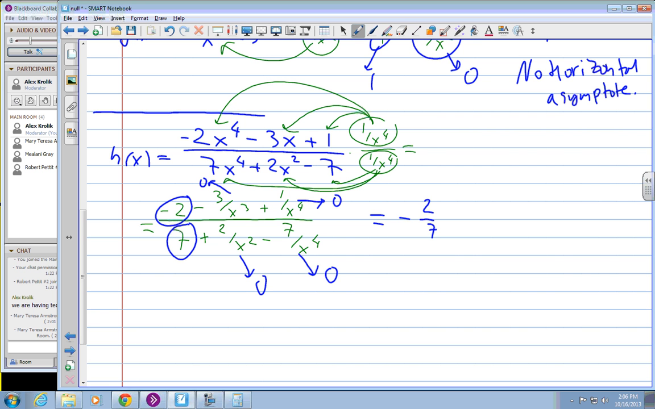So negative 2 over 7 is our horizontal asymptote. The function will get closer and closer to the line y equals negative 2 sevenths. Okay, it will be flattening out at that height. So the horizontal asymptote is negative 2 sevenths. So the function will get closer and closer to those values as x gets further from the origin. So it will be flattening out. Okay?